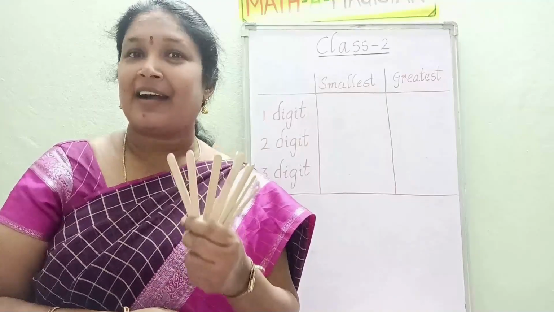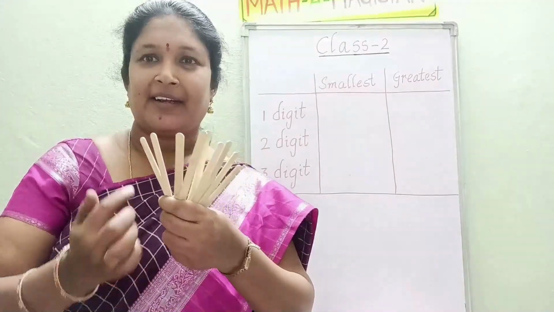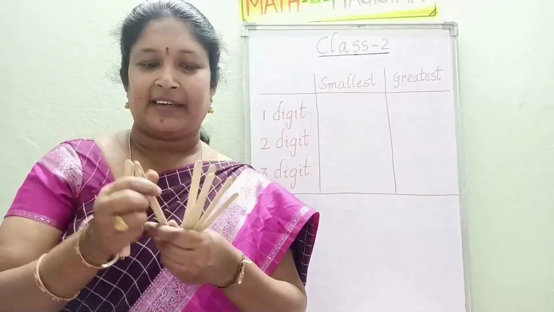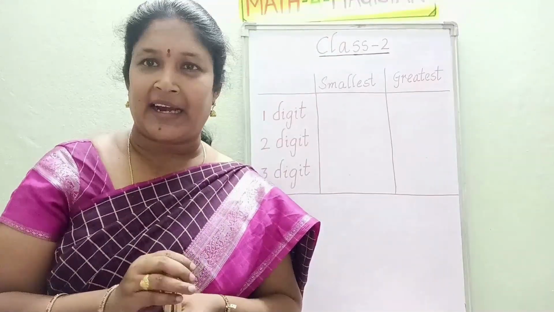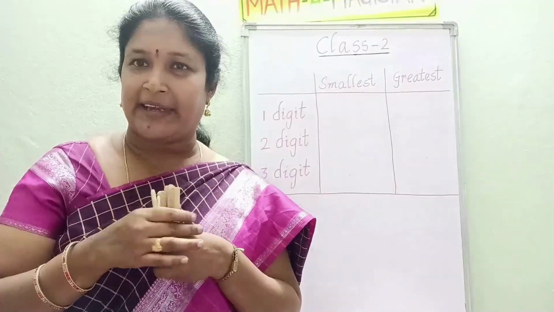What are these? Ice cream sticks. How many ice cream sticks are there in my hand? 9 are there. All are separated. 9 ice cream sticks are there. Now I want to add one more ice cream stick to this. Now how many did it become?